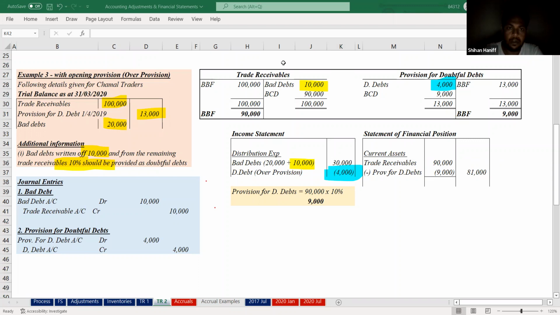So on the current assets, do we have to take only doubtful debt 9,000? Yes, in the current assets, you have to take 9,000 from the remaining trade receivables. The 10% only you have to take. Yes, that's correct.